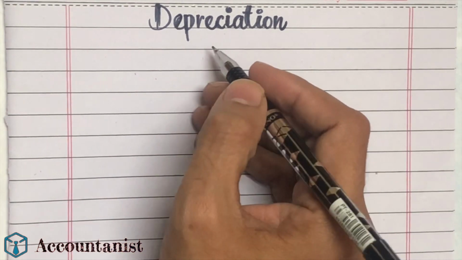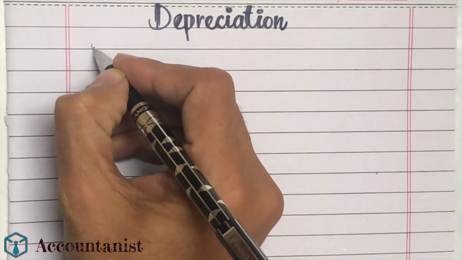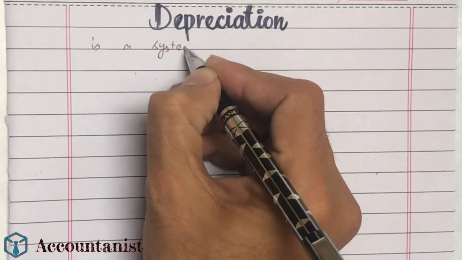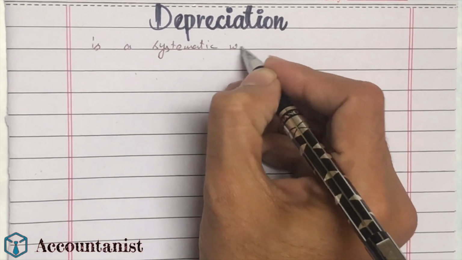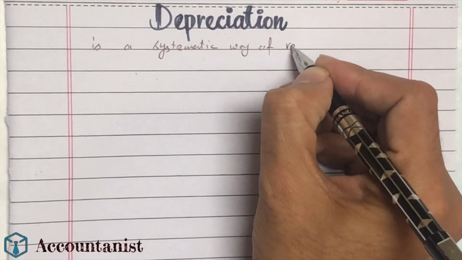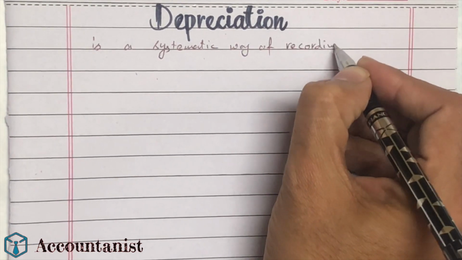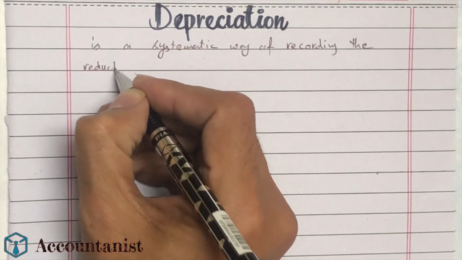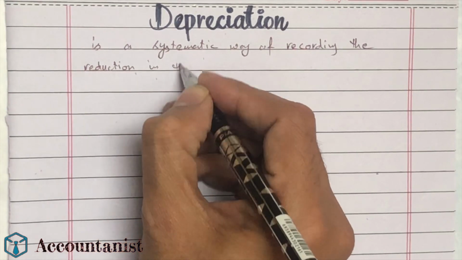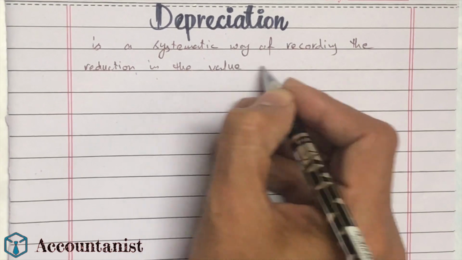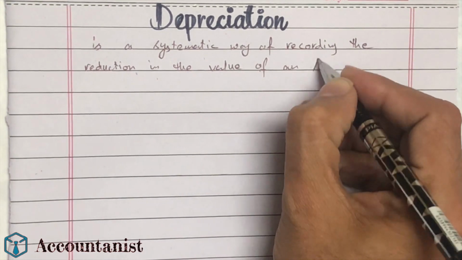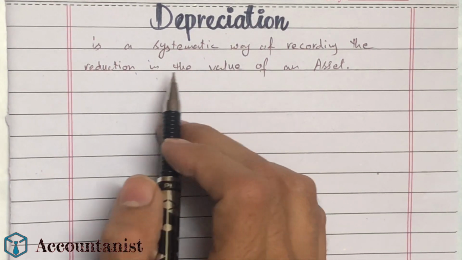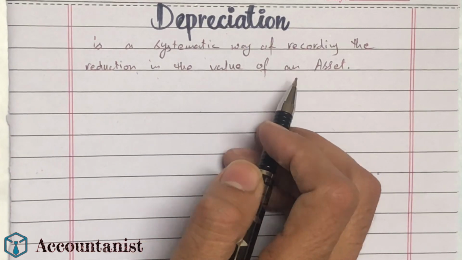In simple words, depreciation is a systematic way of recording the reduction in the value of an asset. So depreciation in simple words is just to record the reduction in the value of an asset.